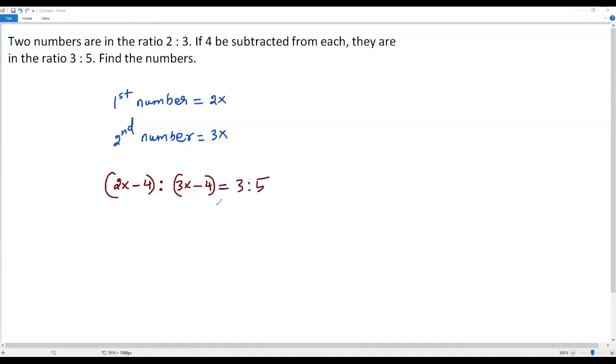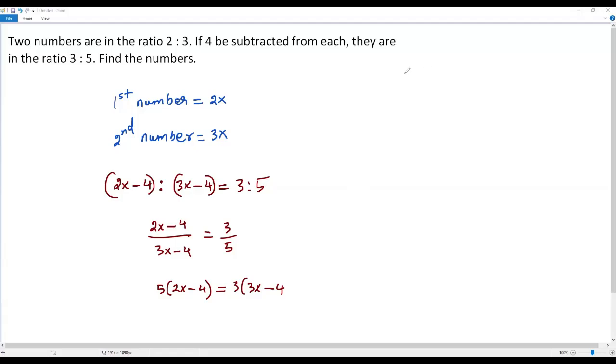Now we have to solve for x in this equation. For that we can write both the ratios as fractions. Then I'm getting (2x - 4) over (3x - 4) equals 3 over 5. To solve for x, we can do cross multiplication. I multiply the numerator on the left side by the denominator on the right side, then I'm getting 5 times (2x - 4). And the numerator on the right side has to be multiplied by the denominator on the left side. Then I'm getting 3 times (3x - 4).